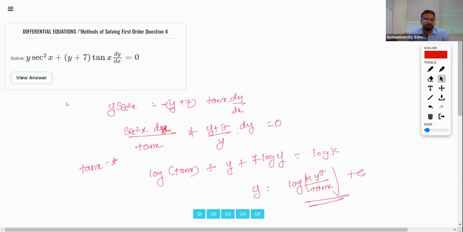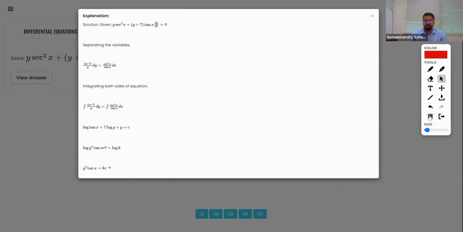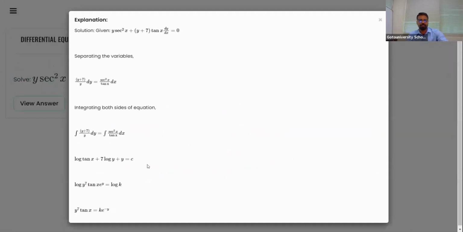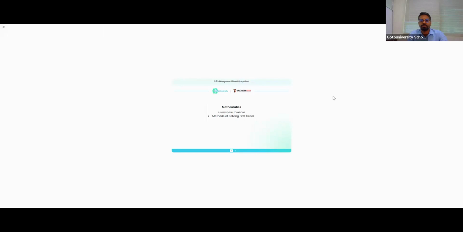Let's see the answer, shall we? Yes, see, they have even brought this exponential constant. You don't have to give the exponential constant. In case you want to write it in exponential constant format, we can write it as well. Okay. Yes. This is our concept now.